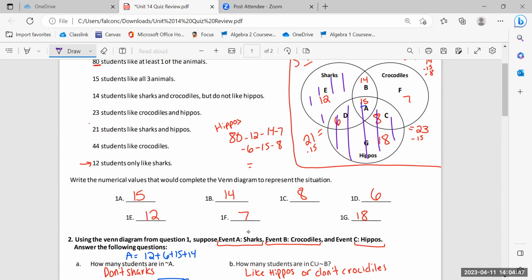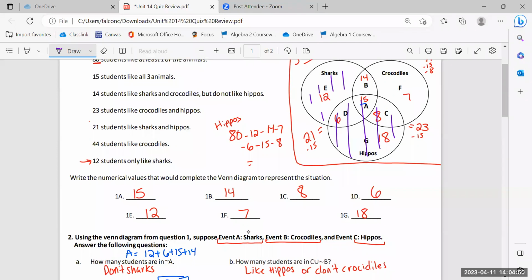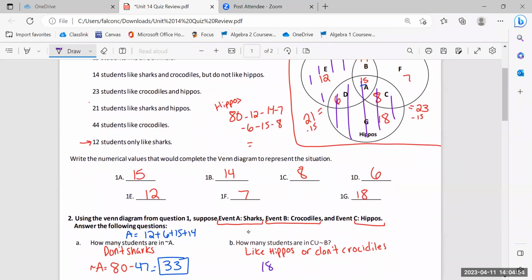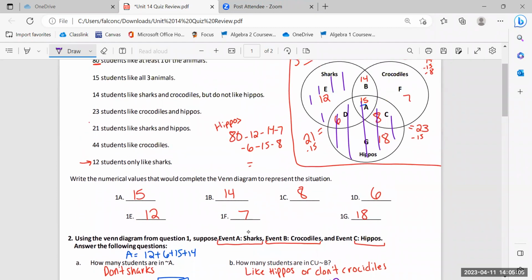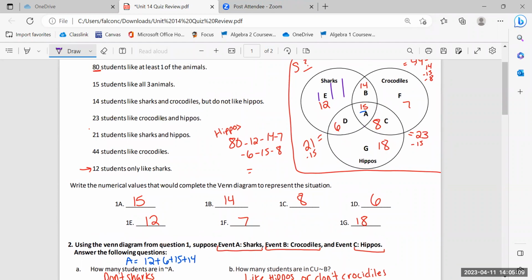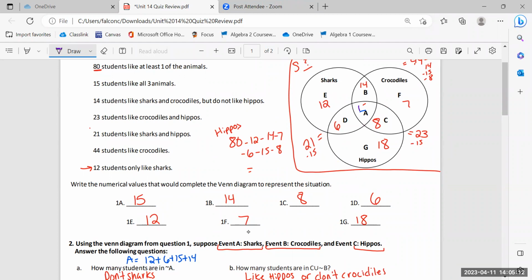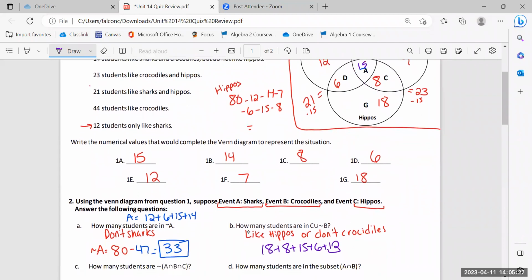So we can also include these people who like the sharks. So we want everything in hippos. So we want 18 plus 8 plus 15 plus 6 plus the 12 that are in only sharks. I'm also including this part right here, even though it's including the crocodiles, because this is an or probability. With the and probabilities, it has to happen at the same time, but since this is an or, it can be one or the other. So we can include that part. If we add all this together, 18 plus 8 plus 15 plus 6 plus 12 will be 59.